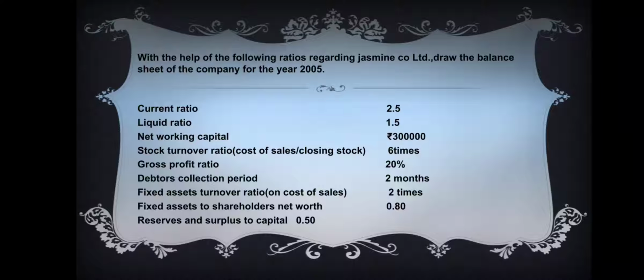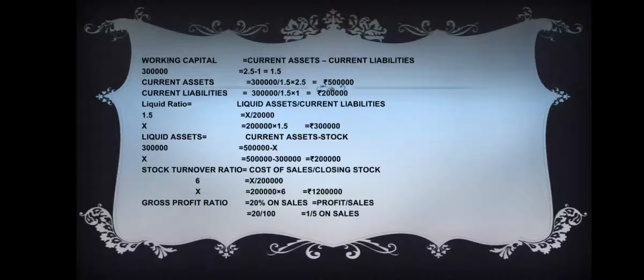Now let us look at a basic sum with all the given formulas and the ratios which were provided to us. In this particular sum, we have got current ratio, liquid ratio, stock turnover ratio, gross profit ratio, net working capital, debtors collection period, fixed assets turnover ratio, fixed assets to shareholders' net worth, and reserves and surplus to the capital. So let us begin with a basic calculation.